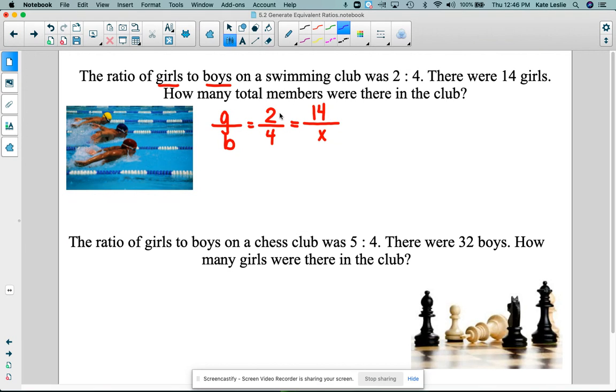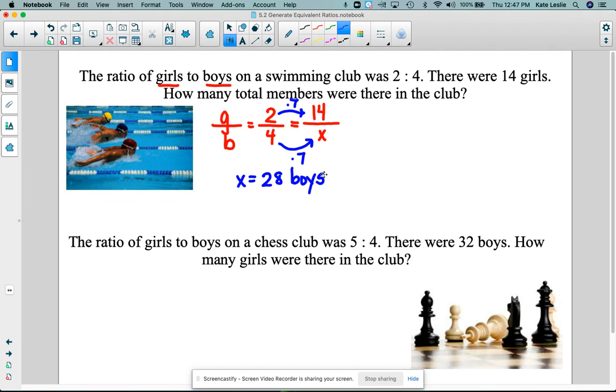Okay, so I know that 2 times 7 gives me 14. So 4 times 7 gives me 28. So there are 28 boys.